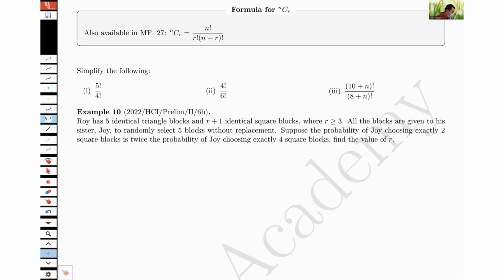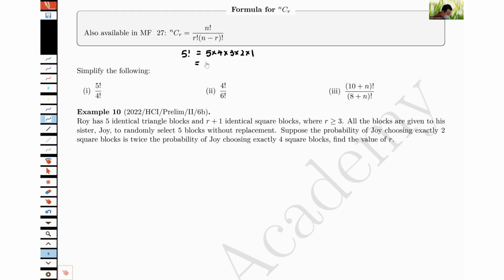However, we need to know how to simplify factorials, especially those with numbers that are close together. I want to talk about what 5 factorial is first. 5 factorial means you are going to multiply all the way down to the value 1.